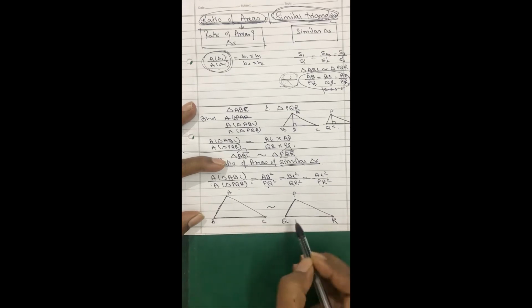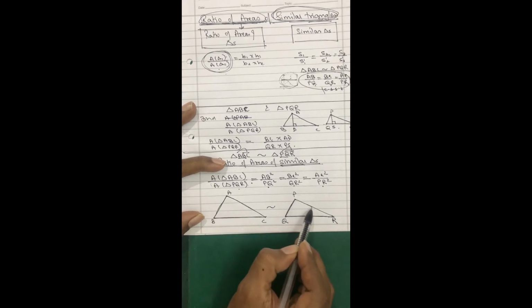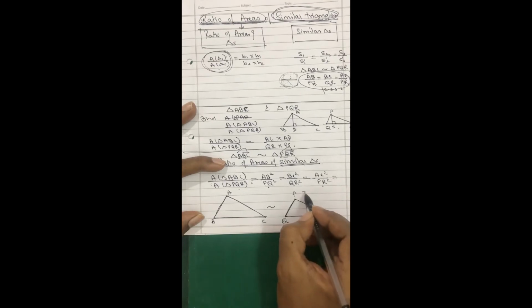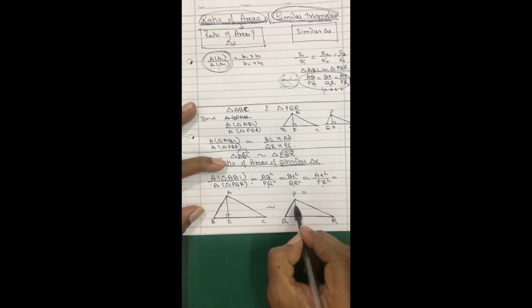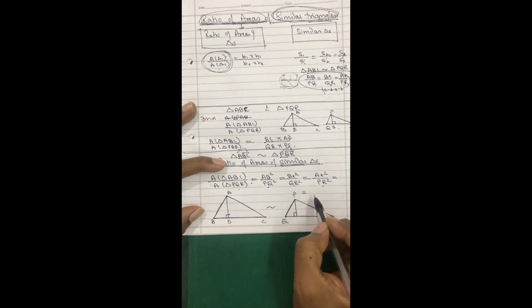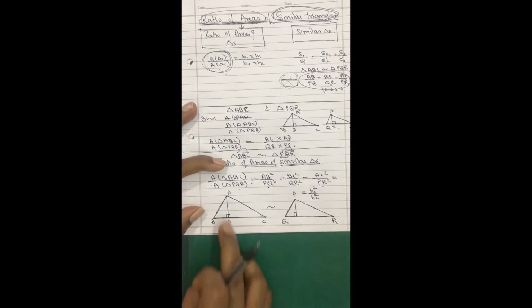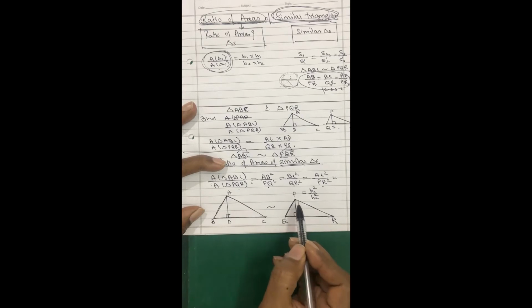equal to BC square upon QR square, equal to AC square upon PR square. It will also be equal to, if I take a height over here, an altitude, AD square upon PM square. Are you getting? It is also equal to height 1 upon height 2 square. Whatever height I take, it must be the corresponding height: if from A I take a height, the corresponding vertex of A is P, then from P also I should take a height over here.